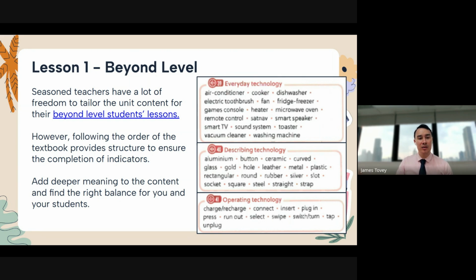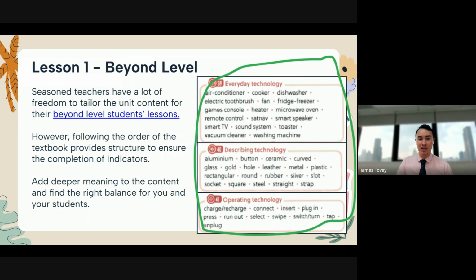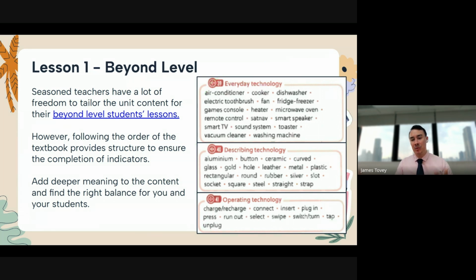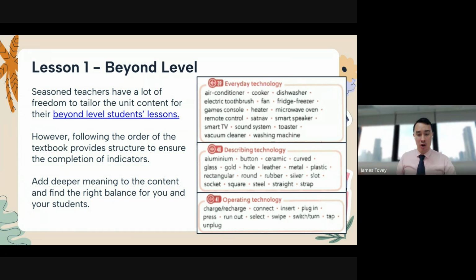You can tailor the unit content as much as you like for your beyond level students, when you feel quite comfortable. There is benefit to following the textbook because it provides the structure, and you make sure you complete all of this content and meet your objectives. The indicators usually say you need to complete this, and the students have to have an understanding of this and that. So making sure you're meeting those indicators is a good reason to follow the textbook.